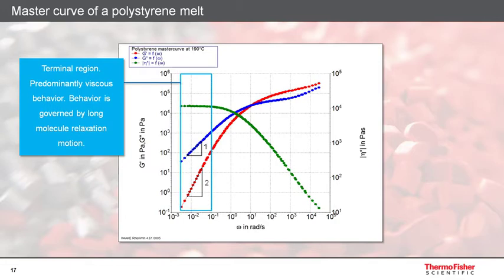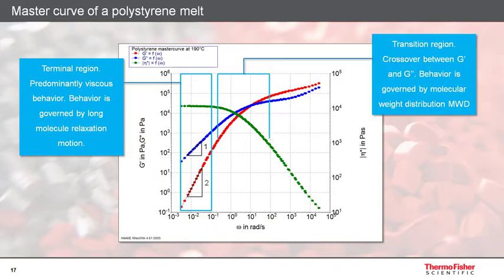At the low frequencies, we see the so-called terminal region, where the melt is predominantly viscous. The behavior in this range is governed by long molecule chain relaxation processes. In the terminal region, G' and G" have the typical slopes of 2 and 1 in a double logarithmic plot.